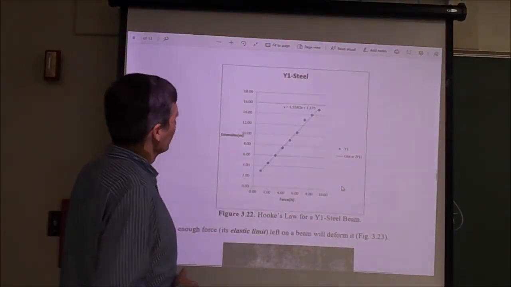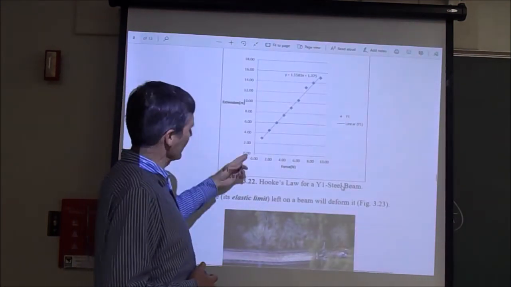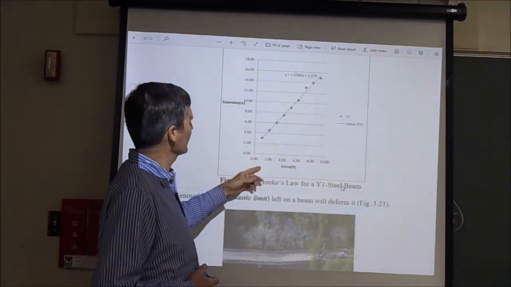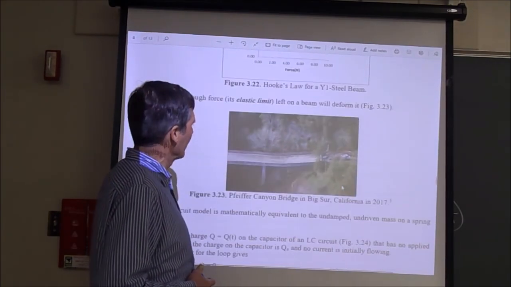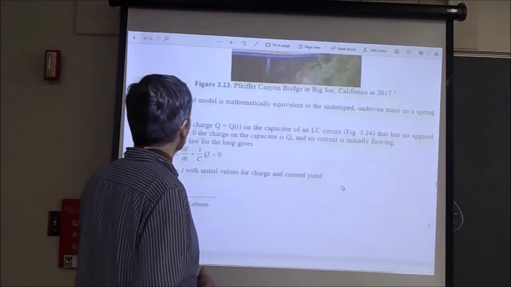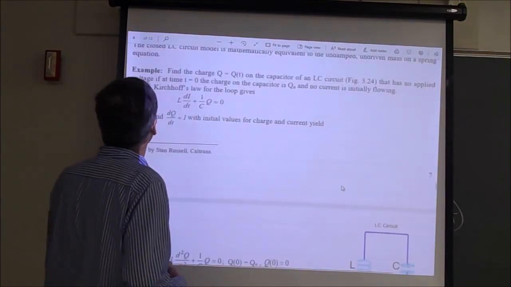Here's just kind of a fun picture graph. It shows that actually bridges can behave like this. This shows if you apply a force, here's the extension of it, and you can apply these things to bridges and so forth.